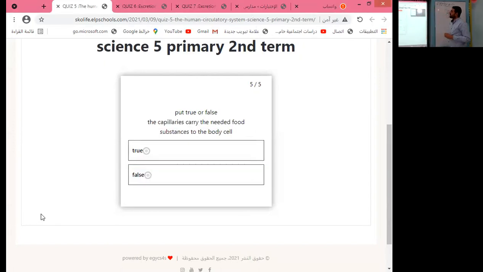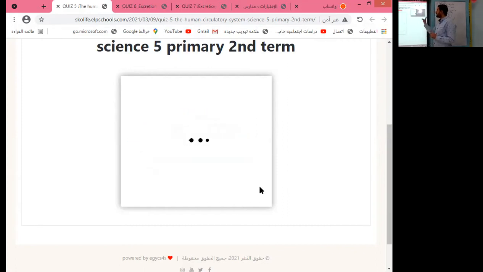Okay, the capillaries carry the needed food substances to the body cells. As we know, capillaries are responsible for delivering the blood that contains oxygen and digested food to all body cells. So the answer will be true. Next.